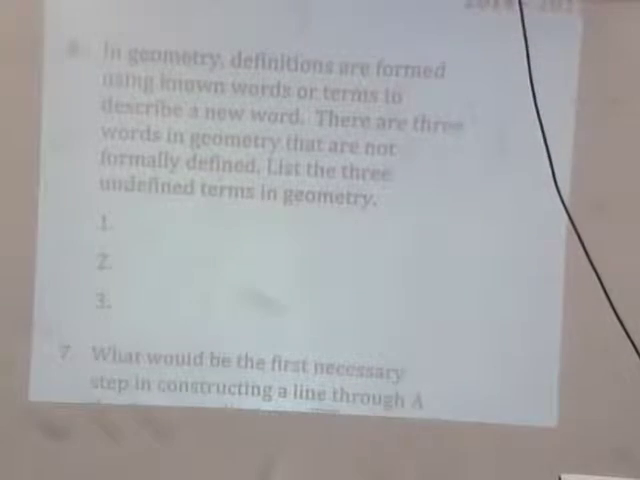All right, number 6. In geometry, definitions are formed using known words or terms to describe a new word. There are 3 words in geometry that are not formally defined. List the 3 undefined terms of geometry. Line.